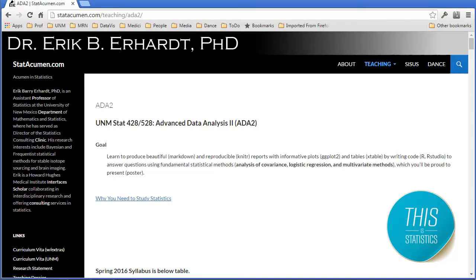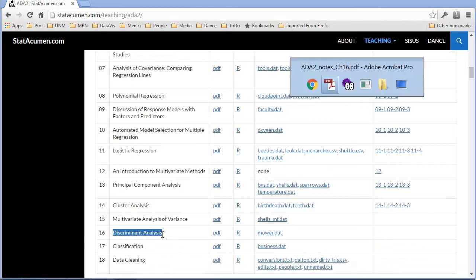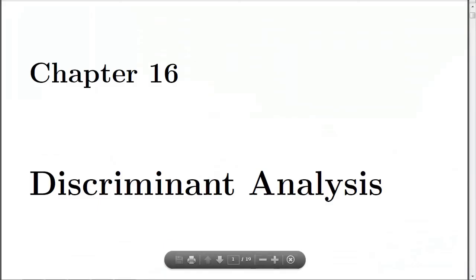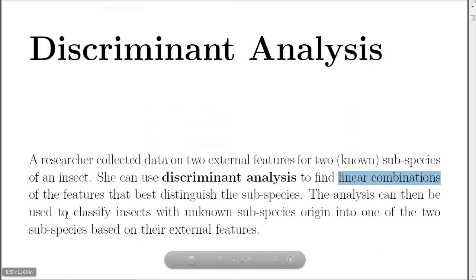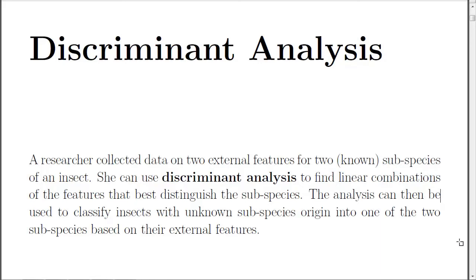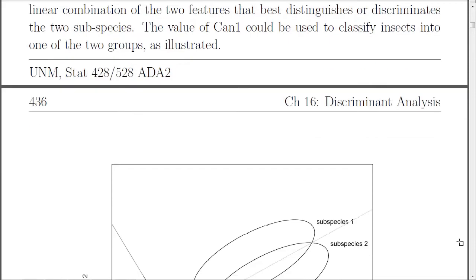In this video, we'll be looking at Chapter 16 on discriminant analysis. Discriminant analysis is a strategy for finding linear combinations of the features that we have that best distinguish subgroups or subspecies or populations or any way that you define groups in your analysis. Let's start by looking at an example.